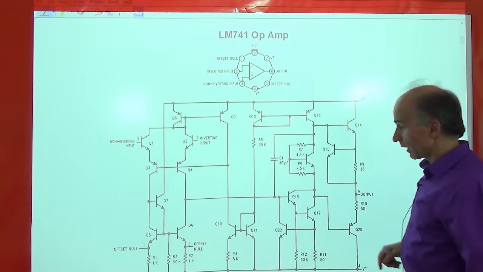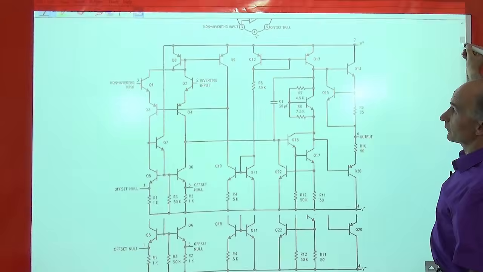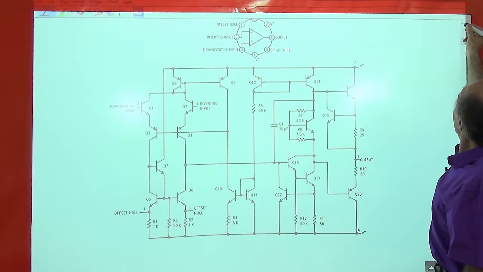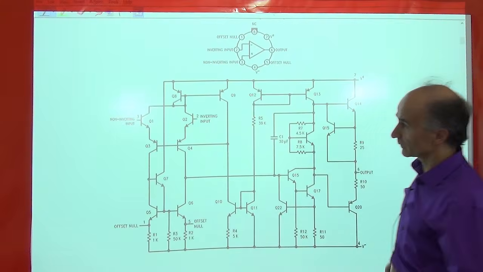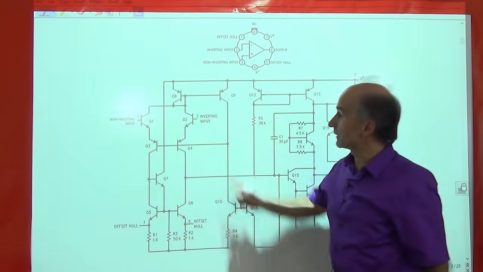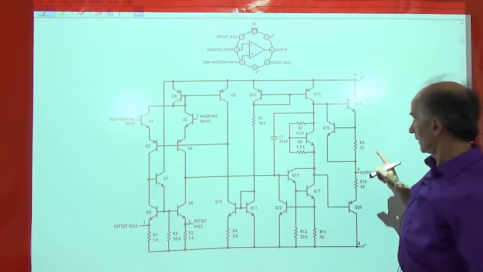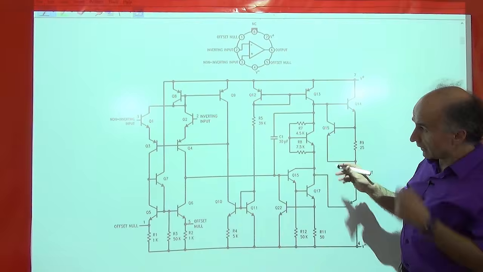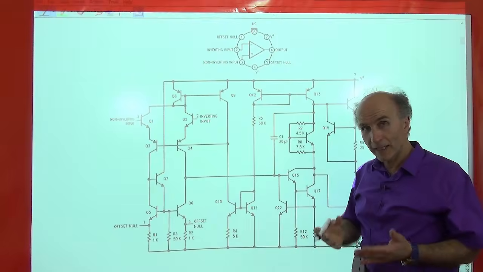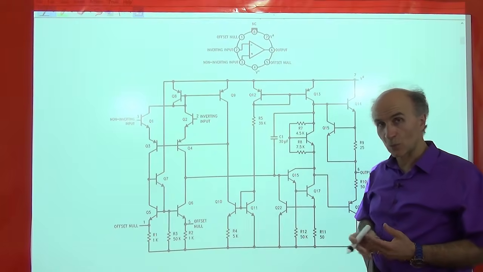So, of course, you would expect that the input is on the left. Usually that's our convention, right? The input is on the left and the output is on the right. So the input is over here. In fact, you can see the non-inverting input and the inverting input, just like here. And the output is out here. But then what's going on? There are lots of devices here. Can we recognize any of the circuit topologies that we saw in Electronics 1?